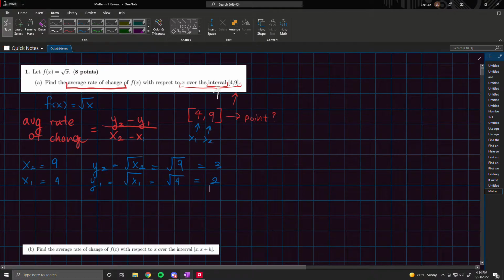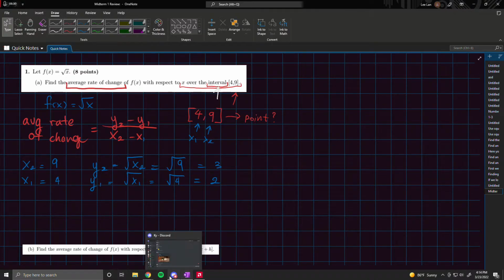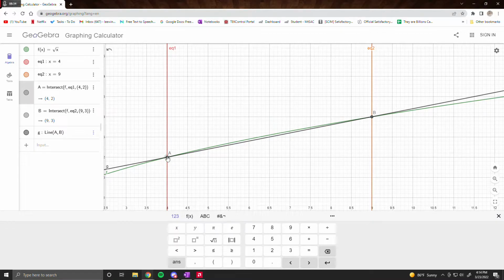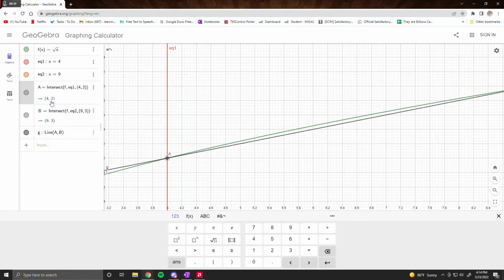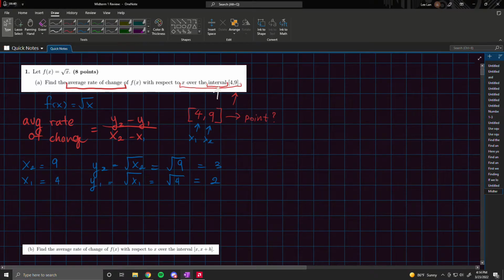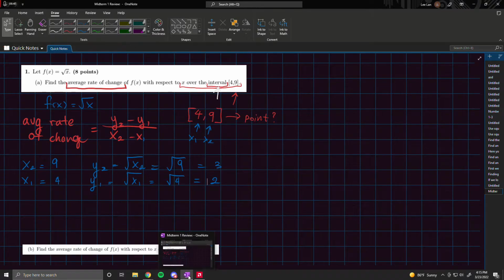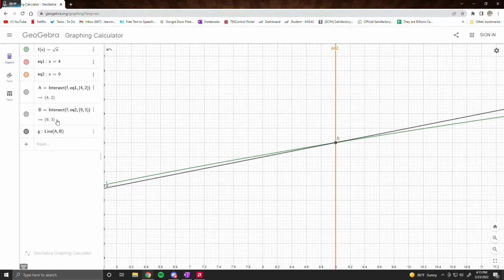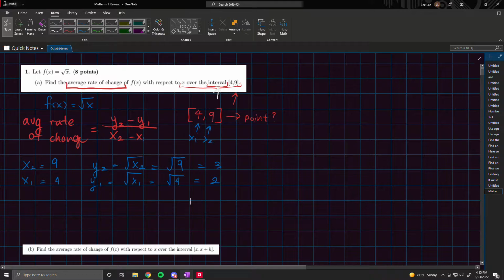Okay. So if we go back to our graph, what is this point? If we look at point A, it's 4, 2. Go back here, x1 is 4, 2. And if we go to the other point, B, it's 9, 3. And if we go back, 9, 3.